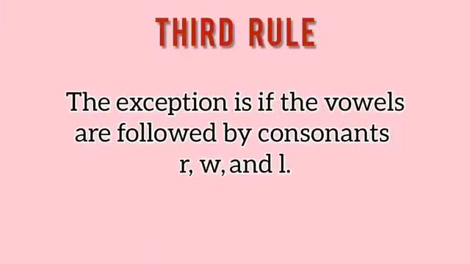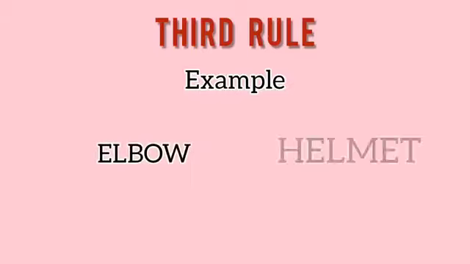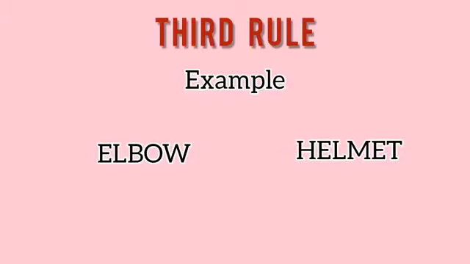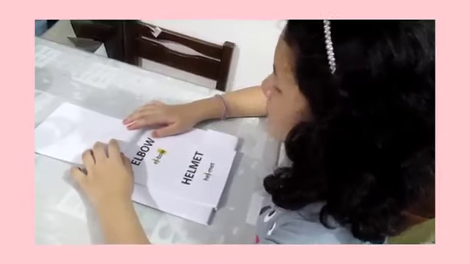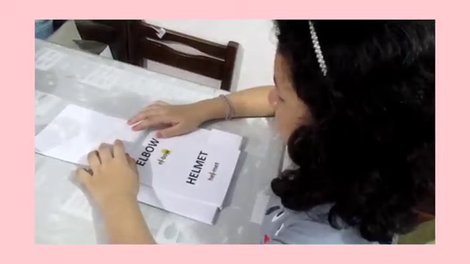The exception is if the vowels are followed by the consonants R, W, and L. For example, the words elbow and helmet. Let's try to say it. Elbow, helmet. As you have noticed, I did not give an example for the vowels followed by the consonant R because it has a separate rule, and it is the fourth rule.